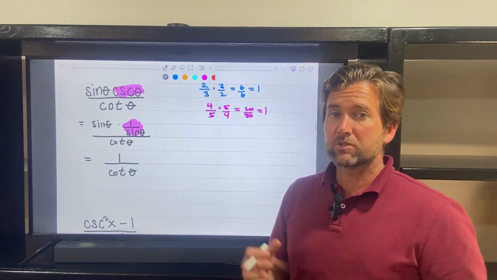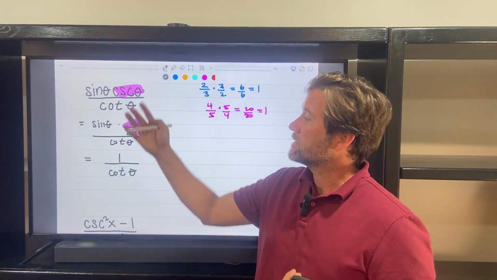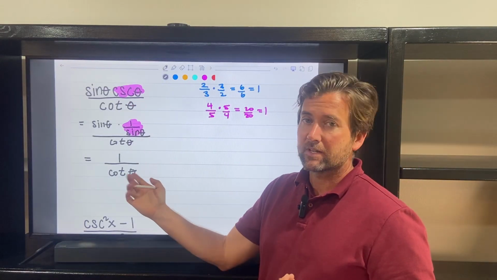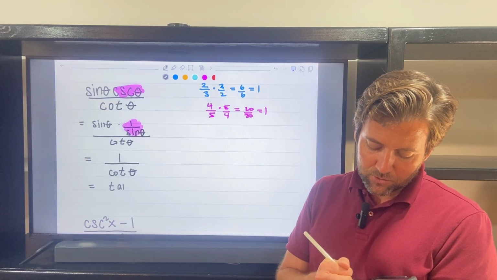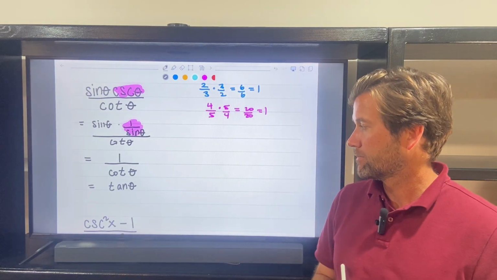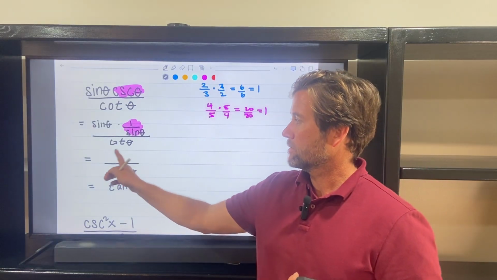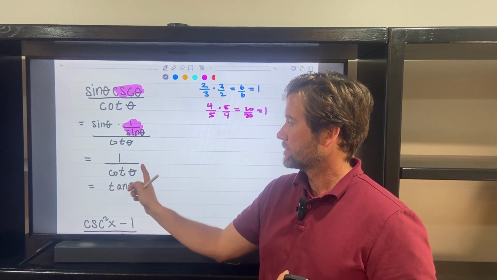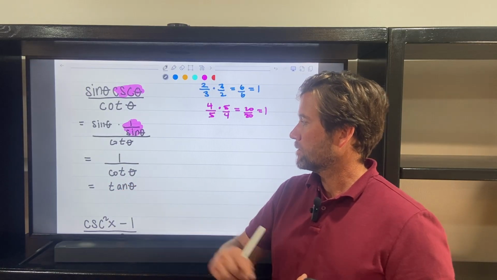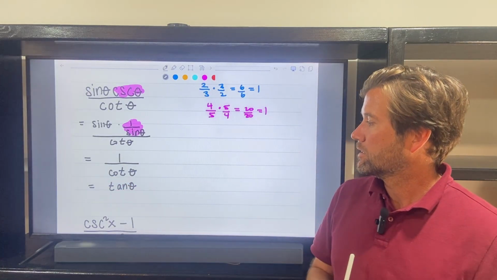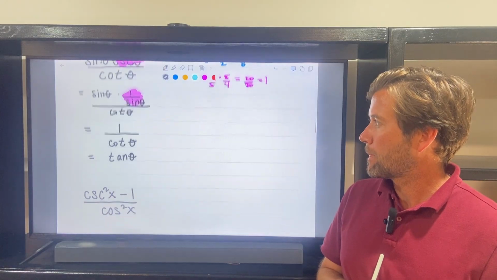And now, if the College Board said, hey, simplify this expression as cotangent of theta, that's your final answer. I would prefer to write this as equal to the tangent of theta. So this right here says the reciprocal. This is equal to the reciprocal of cotangent of theta, which is tangent of theta.